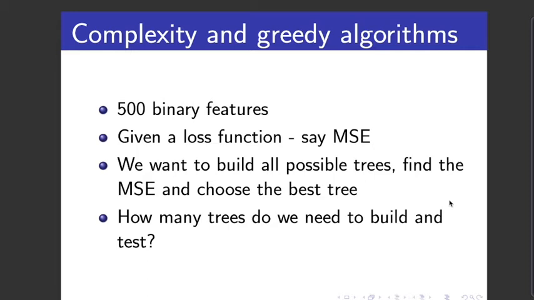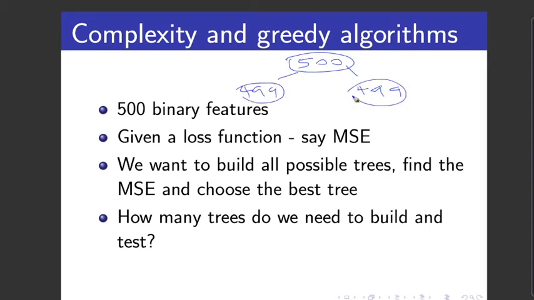How many trees do we need to build and test? Well, let's have a think. That's going to be tricky. Let's see if we can work it out together. There are 500 features that we could use to make the first split. So that is easy. There must be at least 500 trees. But after we've made that first split, there must be 499 different features we could use to split on one side, and 499 different features we could use to split on the other side.